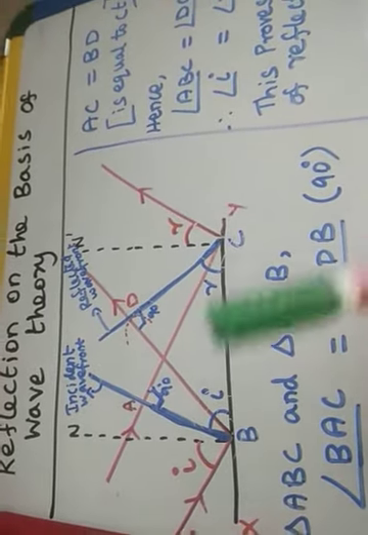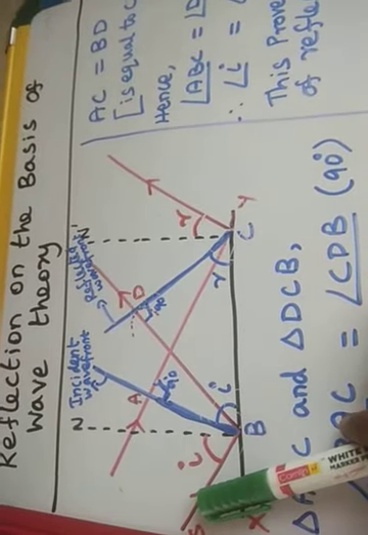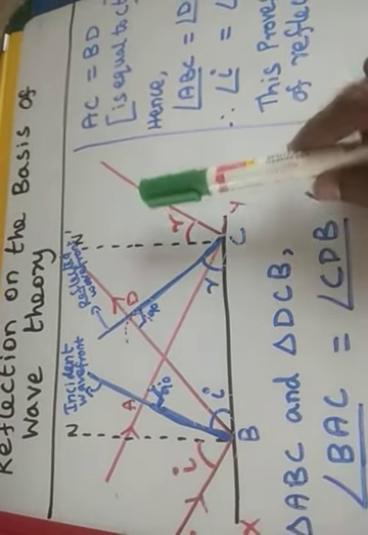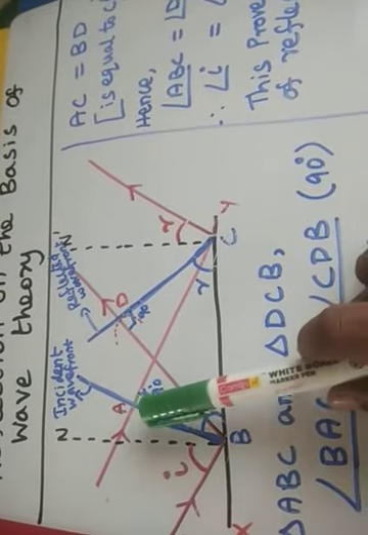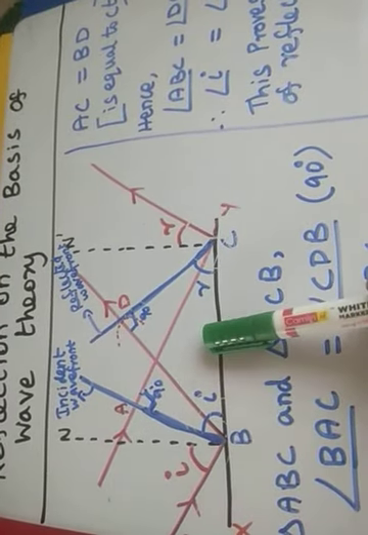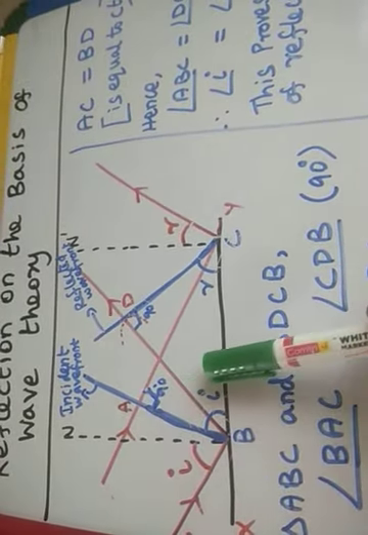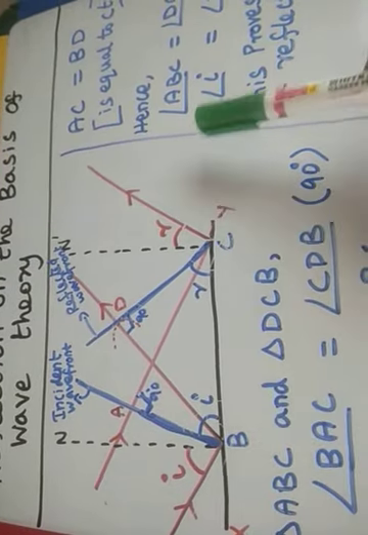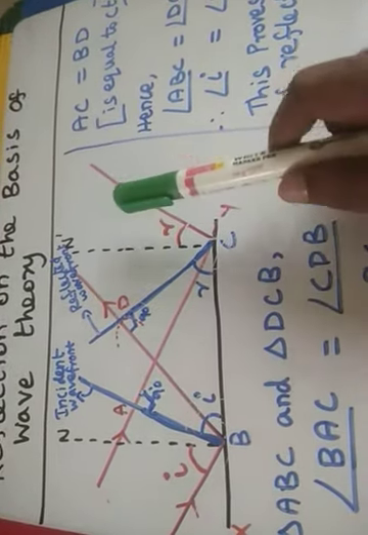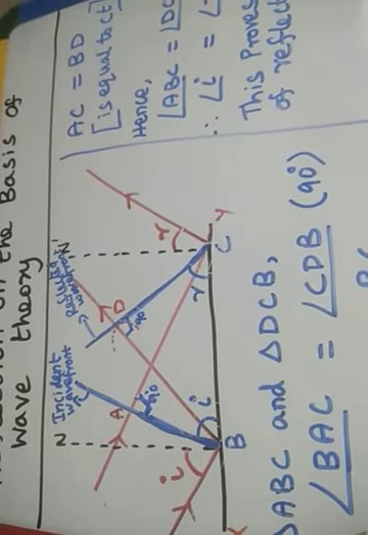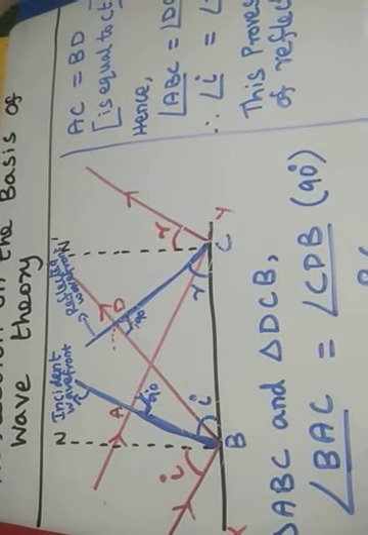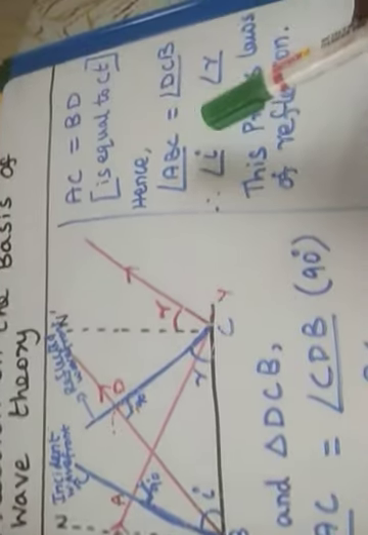So very simple. In ray optics, the angle between the incident ray and the normal is the angle of incidence, and the angle between the reflected ray and the normal is the angle of reflection. In wave optics, the incident wavefront and the reflecting surface give the angle of incidence, and the reflected wavefront and the reflecting surface give the angle of reflection. So that is proved here.